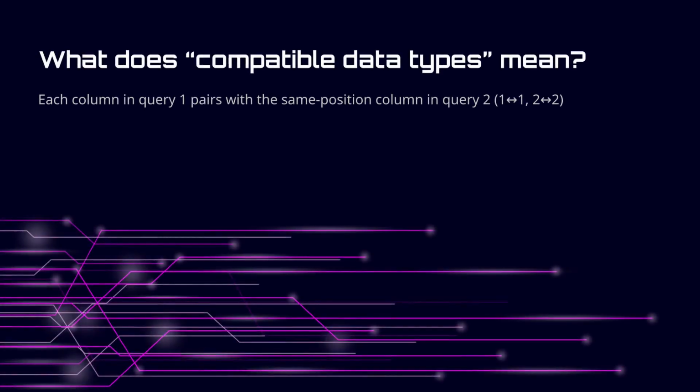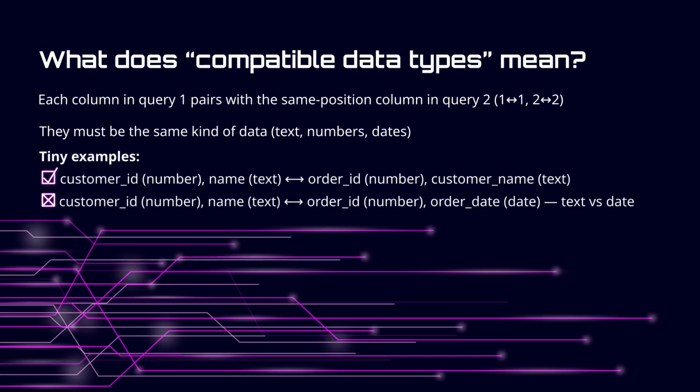Compatible data types mean that column 1 from the first query lines up with column 1 from the second query, column 2 lines with column 2, and so on. Each pair should be the same kind of data: text with text, numbers with numbers, or dates with dates. If they differ, the union will fail. Let's look at the tables of an online bookstore as an example.